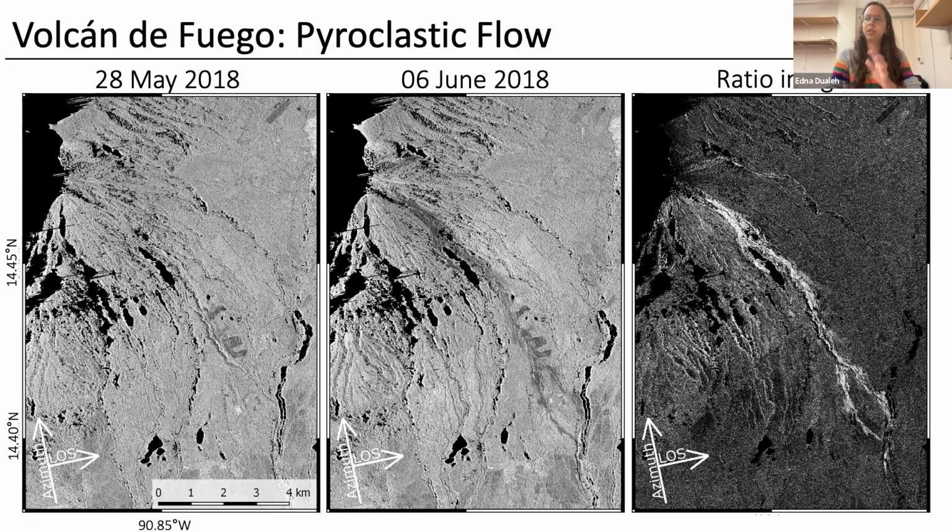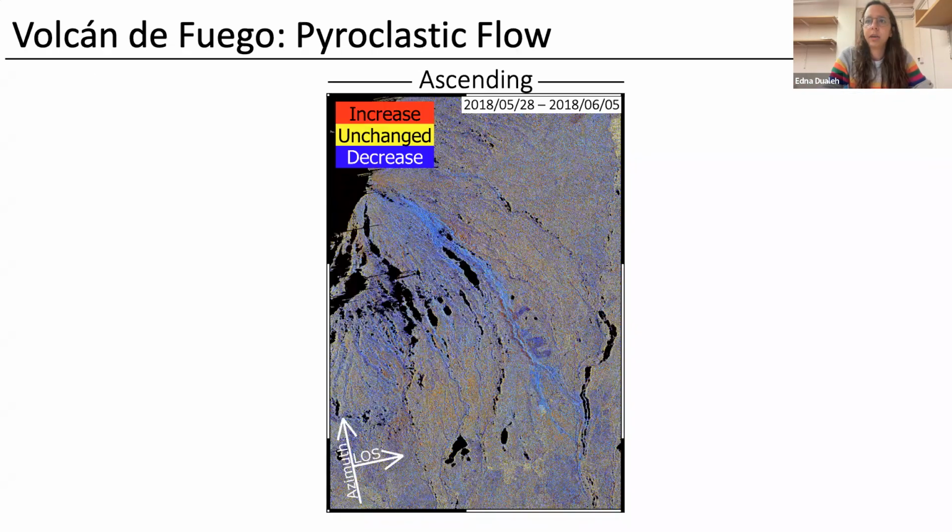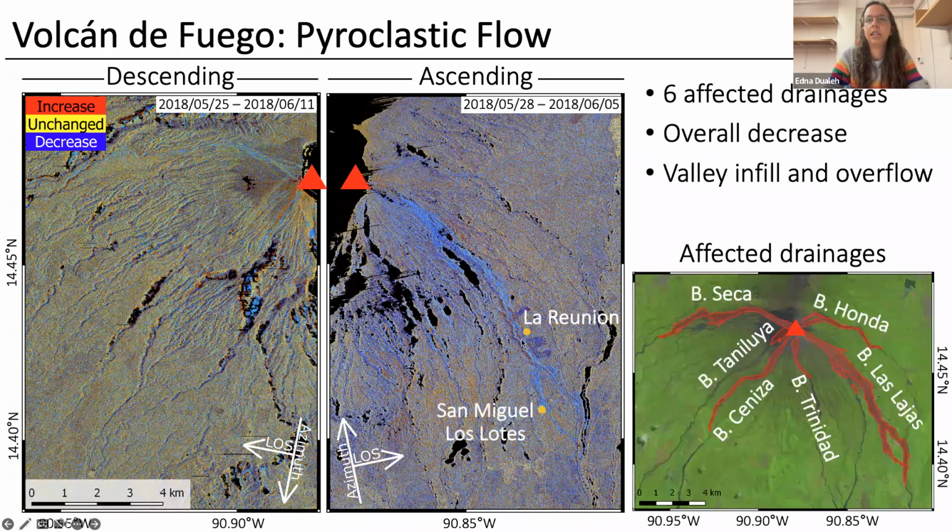And for easier visual interpretation, you can put this into an RGB image and produce these kinds of images where you can see decreases in radar backscatter as blue and increases as red. So this helps just with the visualization of where the changes are happening. We did this for the Fuego data set, for both the ascending and the descending track, and we could see 6 drainages that were affected by the 2018 pyroclastic flows.